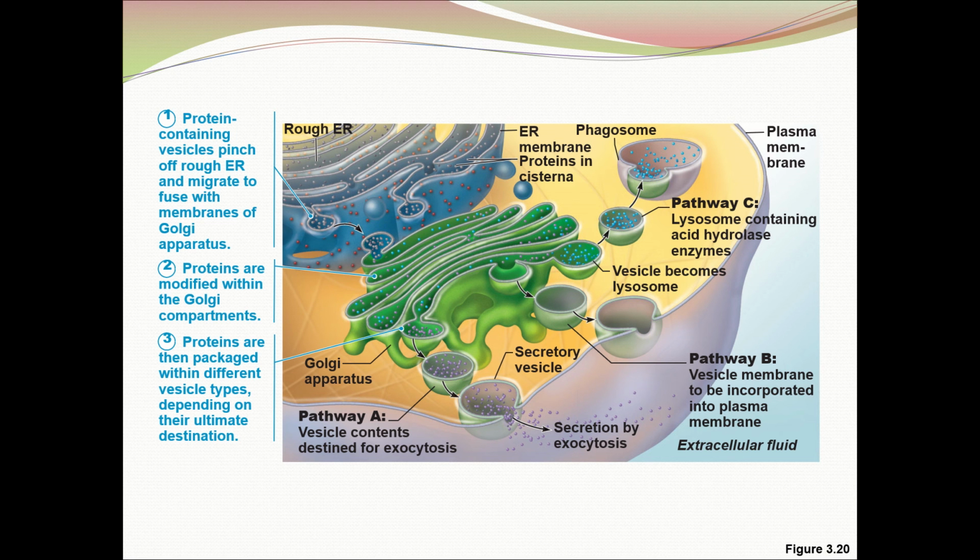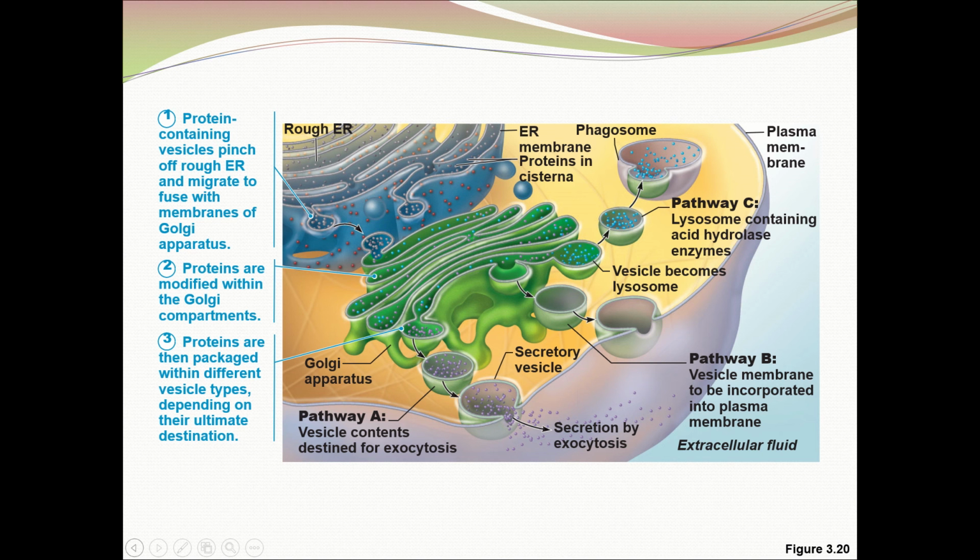In step 2, proteins are modified within the Golgi compartments. They've got sugars added to them, or they're folded up, or they're cleaved. And in step 3, the proteins are then packaged within different vesicle types depending on their ultimate destination. In pathway A, the proteins are going to undergo exocytosis. As mentioned, there'll be a hormone or an antibody or sweat or oil or digestive enzyme.